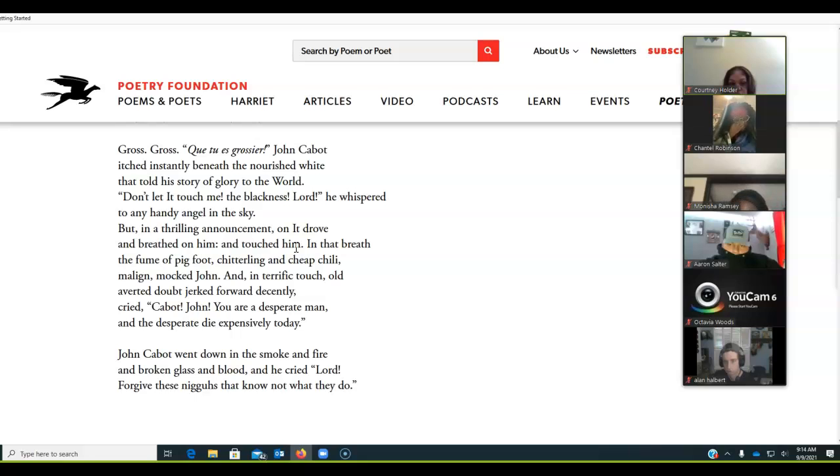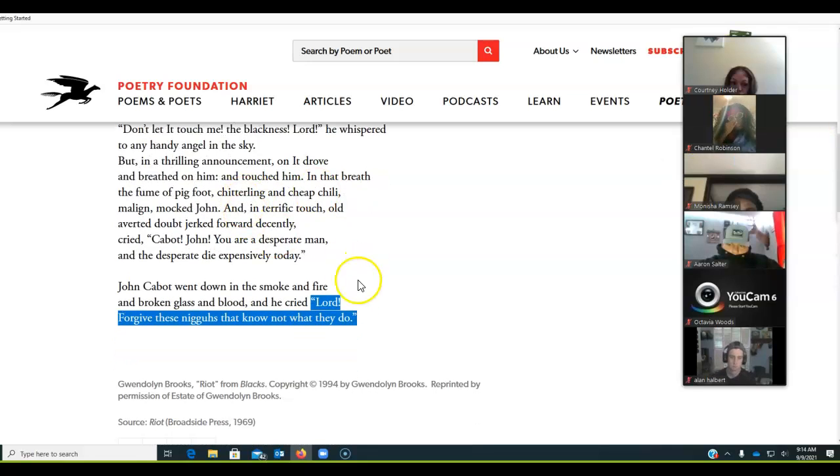So they're coming toward him, and they're telling John Cabot, "John, you are a desperate man, and the desperate die expensively today." What are they doing to this man? John Cabot, the fancy white man. Trying to kill him. Yeah. And he cried, and oh, Lord, this last line, it is really painful. Let's make sure we understand it. These are the last words of a racist person as he goes out, right? And he's supposedly paraphrasing who?